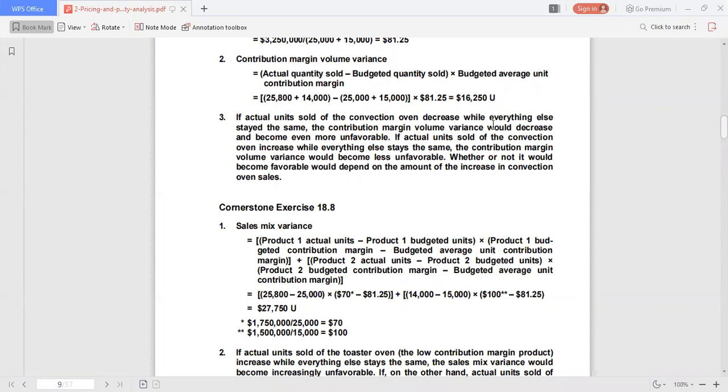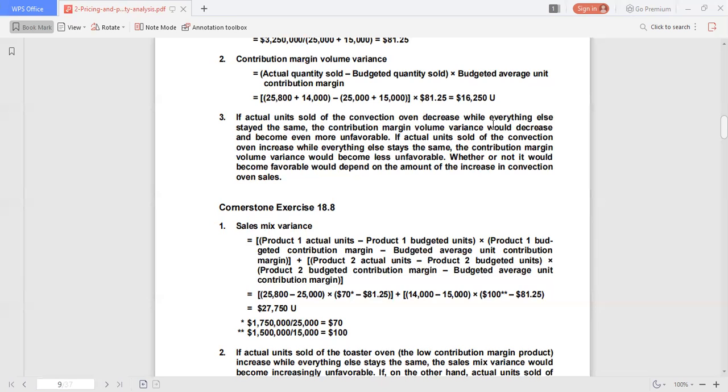And 1,500,000 for product 2, divided by 15,000 units, or 100 per unit. So 25,800, the number of units that's considered to be actual, minus 25,000 budgeted. Then you multiply by 70, that's product 1's budgeted contribution margin, minus the budgeted average unit contribution margin, which we have computed above. Then we add 14,000.